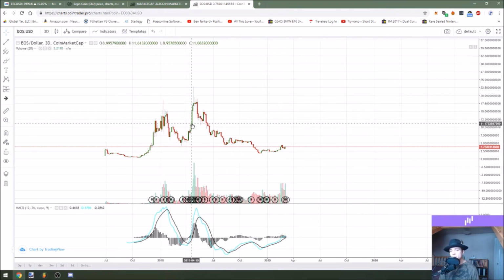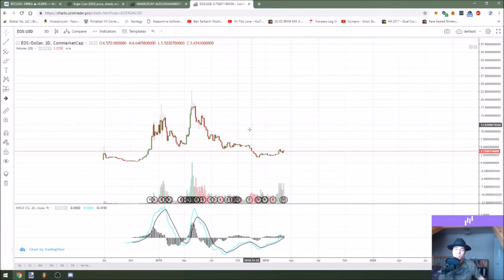So the best thing to do is really focus on playing those big moves with the altcoins, because then you can buy when they're ridiculously cheap and then sell significantly down the road when they're extremely overvalued and parabolic.